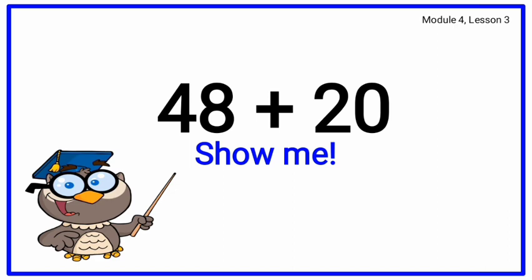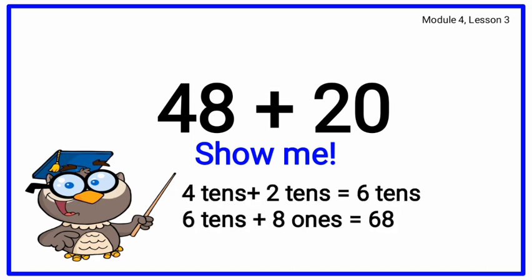Okay, now let's see what that means. I'm saying 4 tens plus 2 tens is 6 tens. I've added up my tens. So, bring in the ones. I only have 8 ones. So 6 tens plus 8 ones is 68. That means 48 plus 20 is 68.